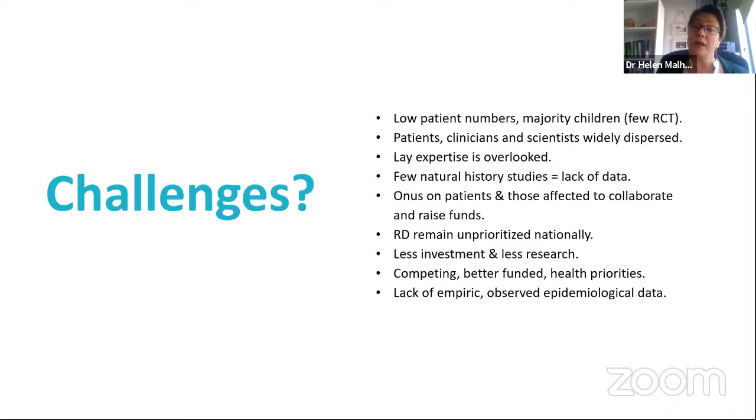In South Africa, rare diseases remain unprioritized nationally, hence the need to develop a national strategy. And until we get recognition for this burden of disease that is significant, and we have to quantify that and get the data to support it, it will remain unprioritized. There's obviously less investment and less research going on in rare diseases because a lot of more common diseases or competing health priorities have better funding sources or a larger number of funding streams. And then we don't have that empiric observed data to quantify the problem. And we have to demonstrate there is a problem to inform policymakers that there needs to be a relevant healthcare response.